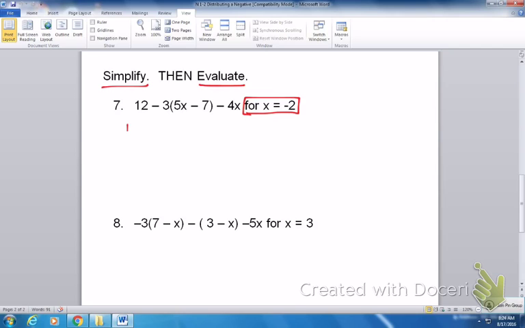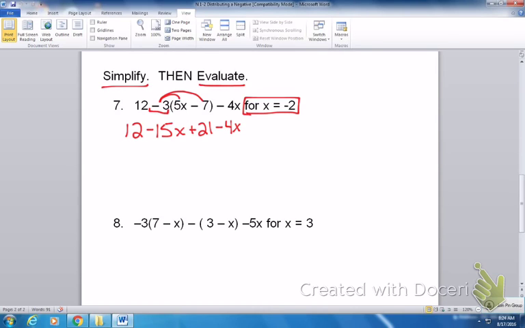I'm going to leave the 12 outside. It has nothing to do with the distribution that I'm about to do. But then I have to recognize that I'm distributing negative 3 across the parentheses. So I have negative 3 times 5x, which is negative 15x. Then I have negative 3 times negative 7. It's a negative times a negative, so plus 21. Now I have minus 4x outside those parentheses. It's sort of like the 12 at the beginning. It has nothing to do with the distribution, so I just write minus 4x.